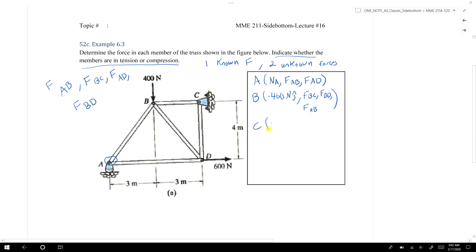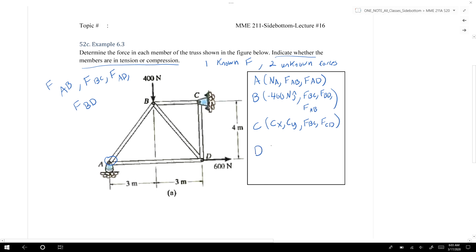If you look at point C, because there's a pin at point C, we'll have a force that will have an x component and a y component that are unknown, and we'll have a force along BC that's unknown, and we'll have a force along CD that is unknown. So we have four unknowns, so you can't use that either.